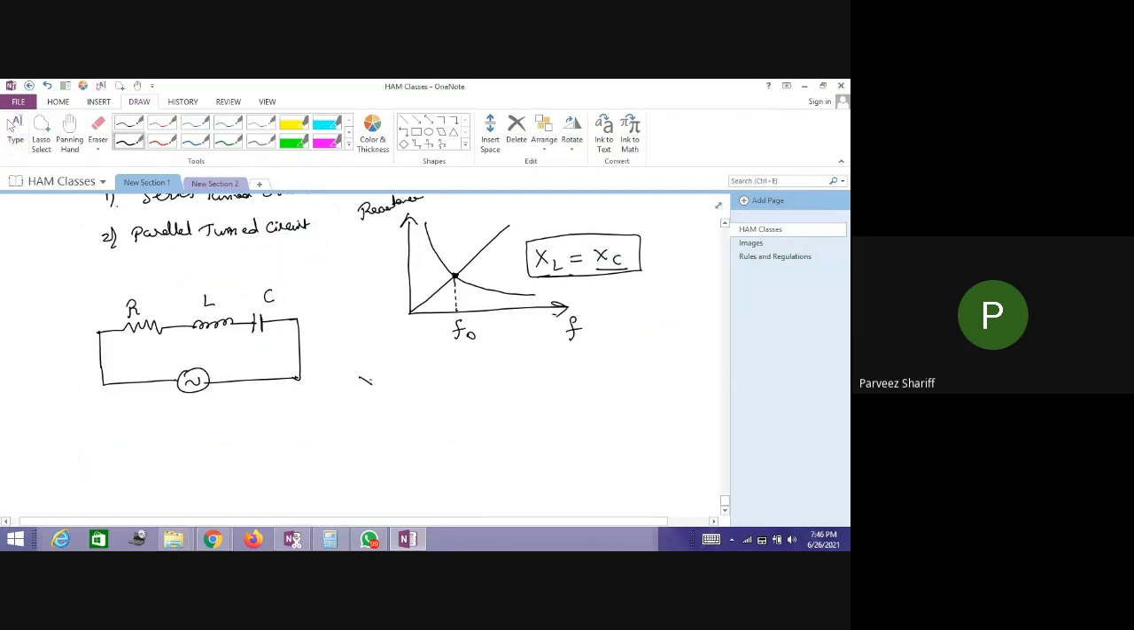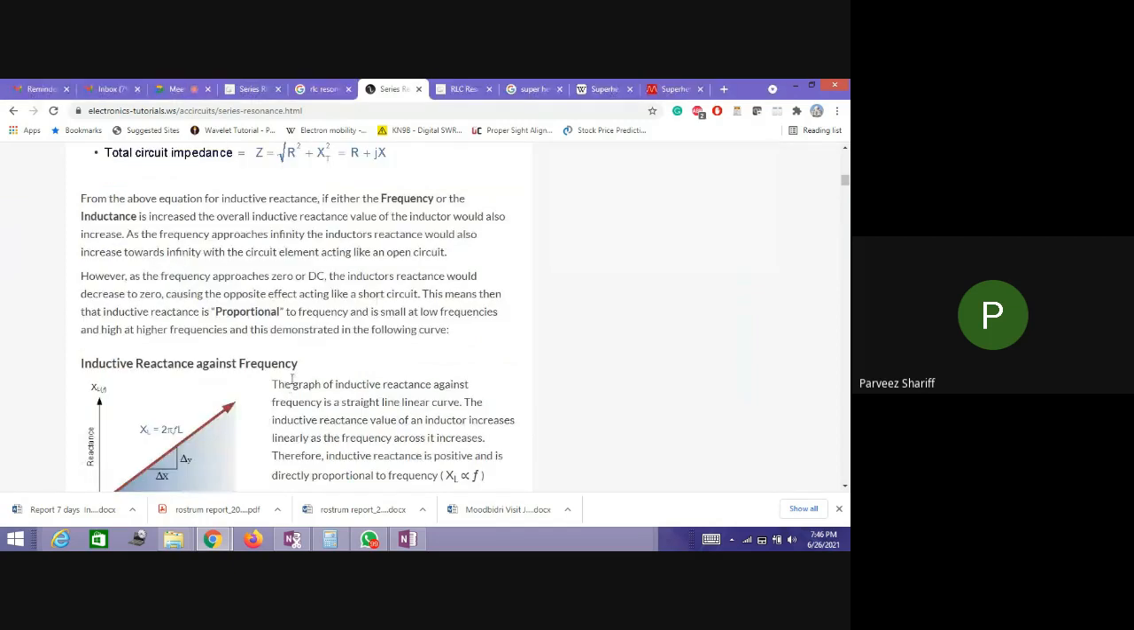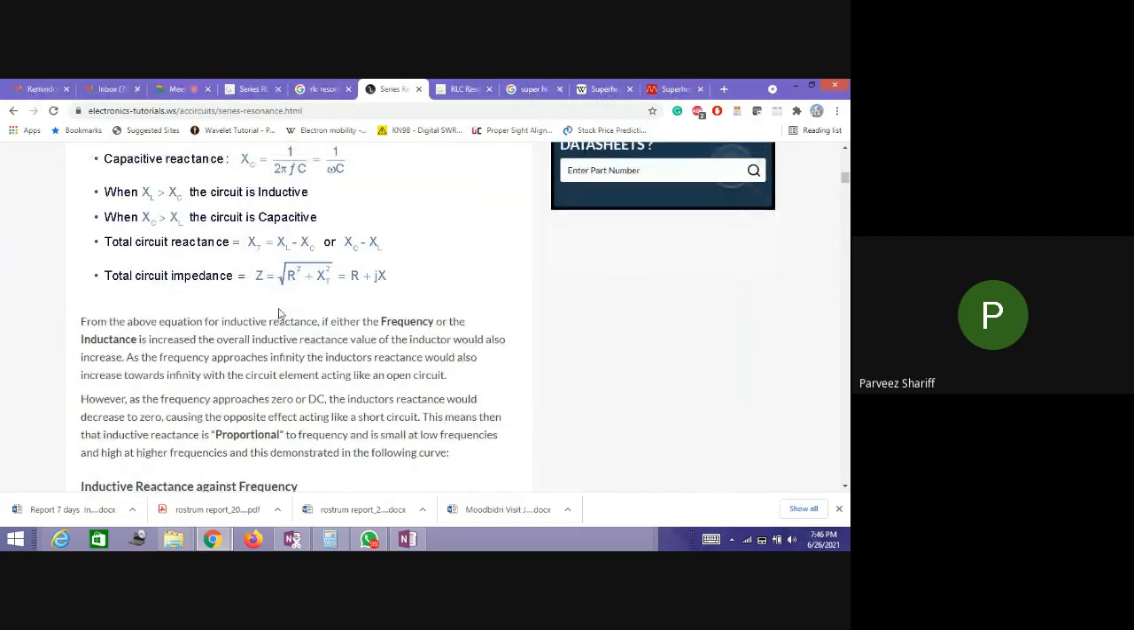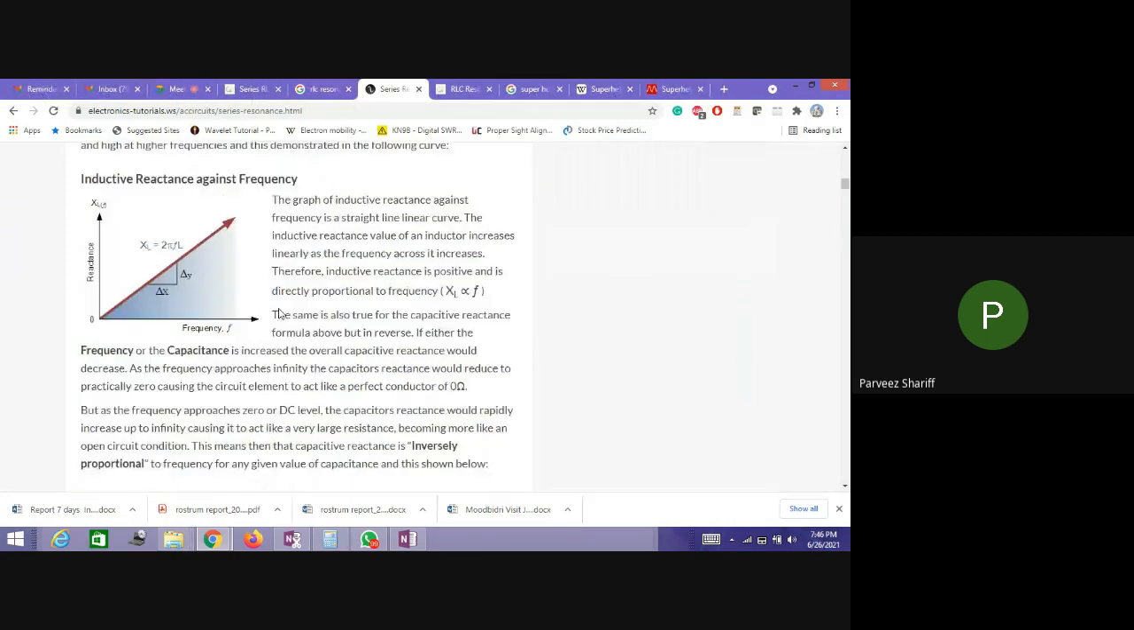So we can write it here. The total reactance is XL minus XC, or it can be XC minus XL, depending upon whichever is greater. It is not necessary that it is only inductive reactance minus capacitive reactance. And then the total impedance is given as the square root of R square plus XT square. So this will give the total impedance for a series circuit.